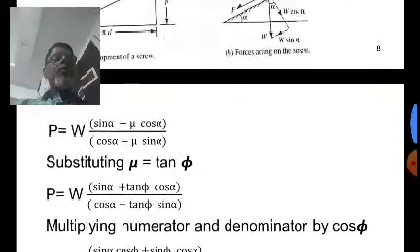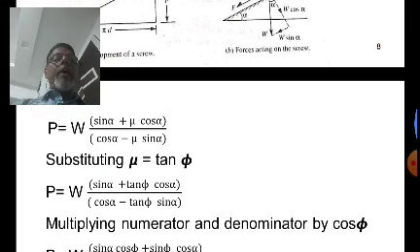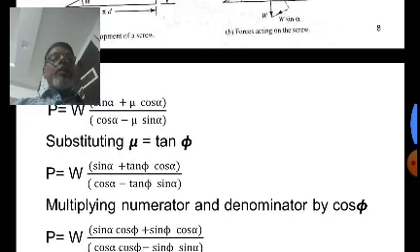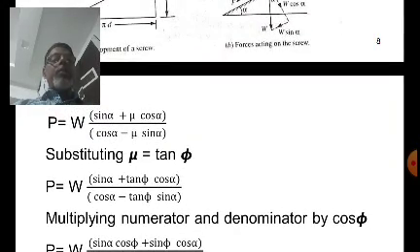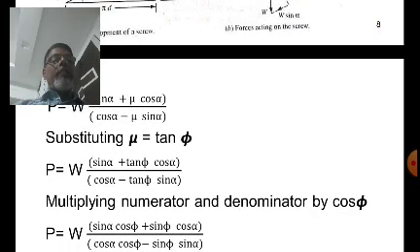Now we know that mu is equal to tan phi. Phi is the friction angle, and mu is the coefficient of friction. So if you substitute that tan phi, then you will get the equation P equal to W into (sin alpha plus tan phi cos alpha) divided by (cos alpha minus tan phi sin alpha).